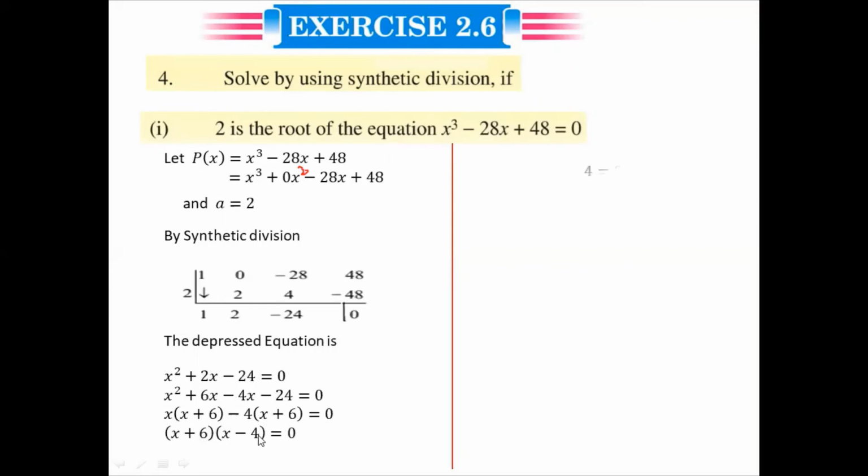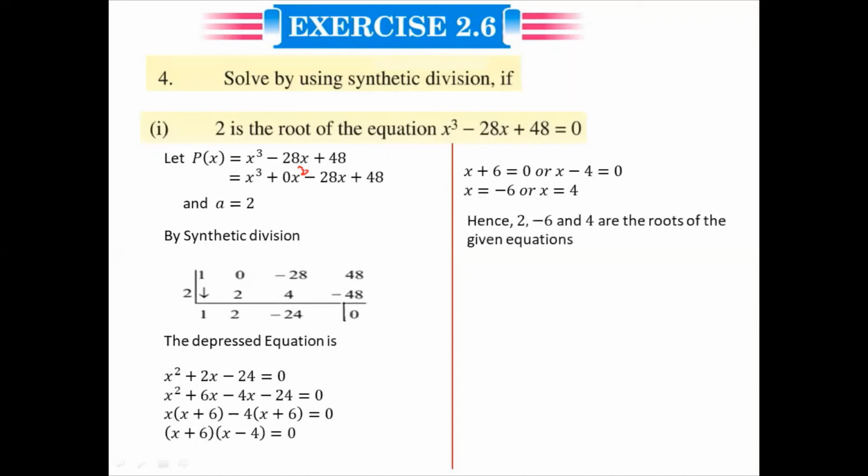So x plus 6 is equal to 0, or x minus 4 is equal to 0. If x plus 6 is equal to 0, it means x is equal to minus 6, and if x minus 4 is equal to 0, then x is equal to plus 4. Hence 2, minus 6 and 4 are the roots of the given equation. Now question 5.